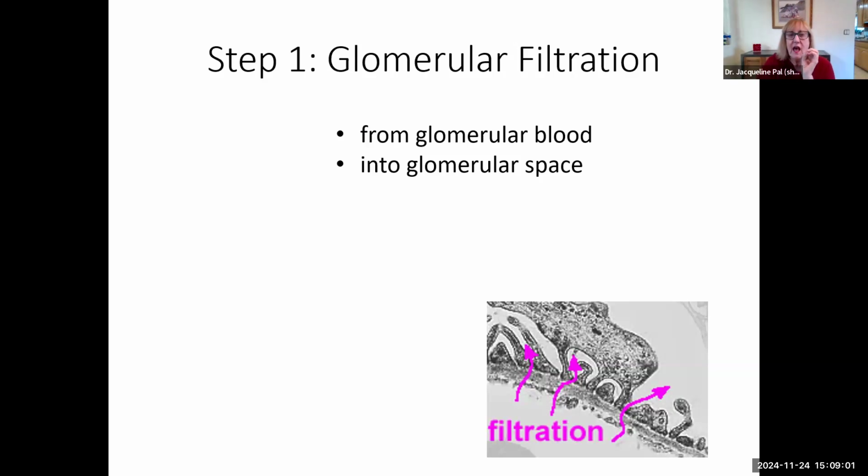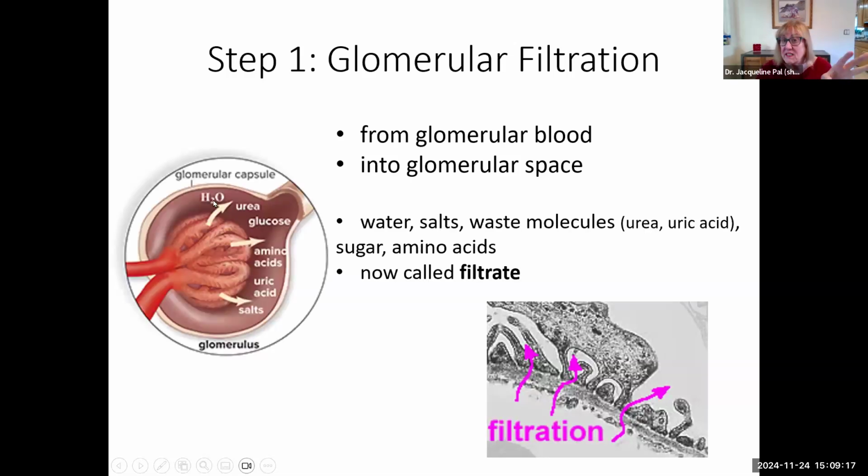This means things that are in the blood of the glomerulus are leaving the blood and going into the glomerular space, okay? So in other words, stuff in the blood is leaving the blood, okay? What kind of stuff, you ask? Water, salts, waste products such as urea, uric acid, glucose, sugars, breakdown products like amino acids, not proteins, they're too big, but the amino acids themselves.